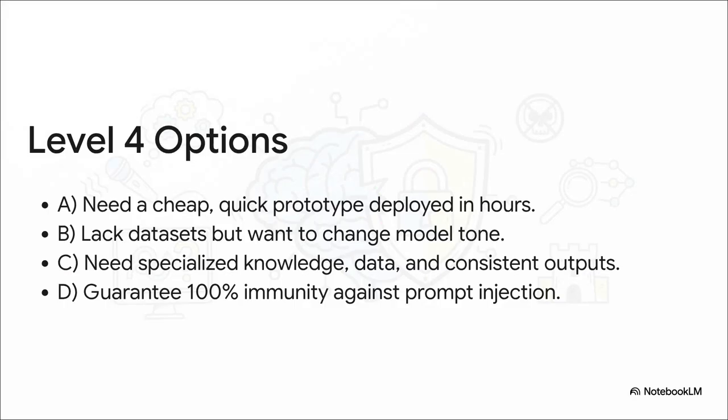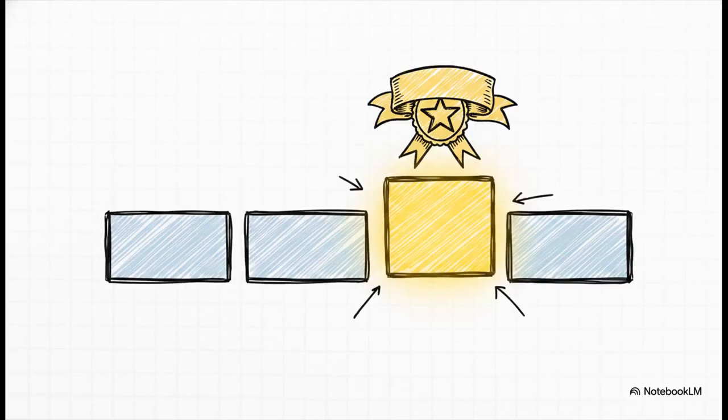When you need a cheap, quick prototype deployed in a matter of hours. B. When you lack large labeled datasets but just want to change the model's tone. C. When you require specialized domain knowledge, have extensive training data, and need consistent outputs at a massive scale. Or D. When you need to guarantee 100% immunity against prompt injection. Think really carefully about the trade-offs here. Lock it in. The correct answer is C.